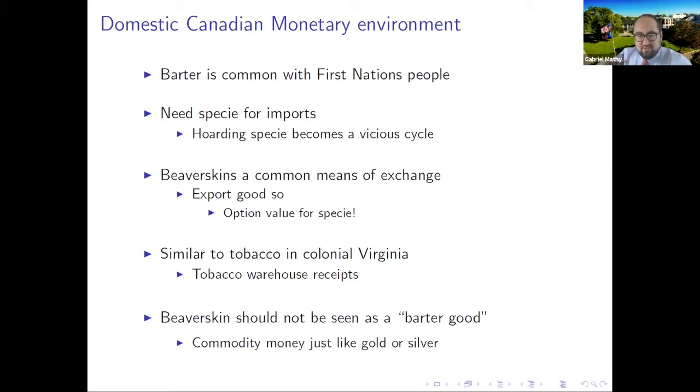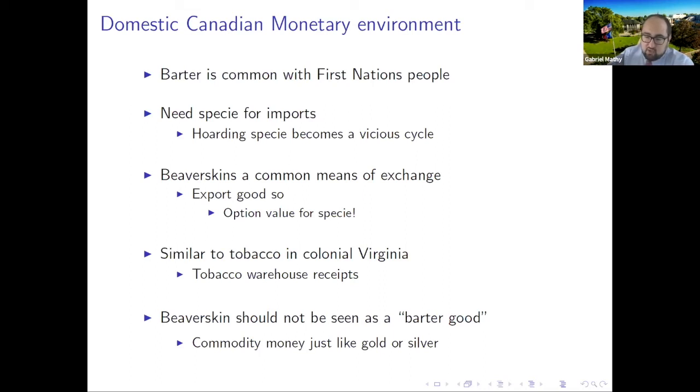So people have said, well, this is important because it's a big part of the economy. I think there's a better reason for it, which is that it's an export good. And so then you have an option value for specie, right? So you can go to the merchants and say, here's a beaver skin, and then I'll get specie later. And then you can actually get goods from Europe, which is most of the goods you want to consume.